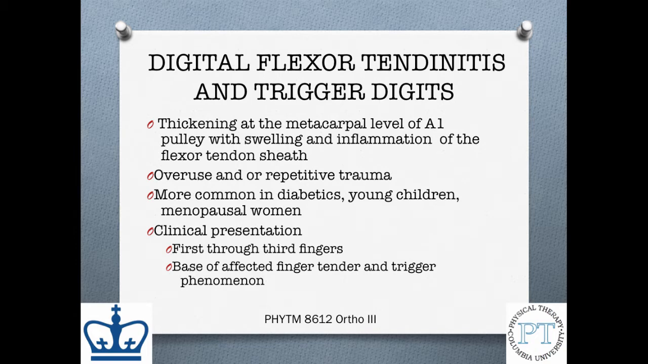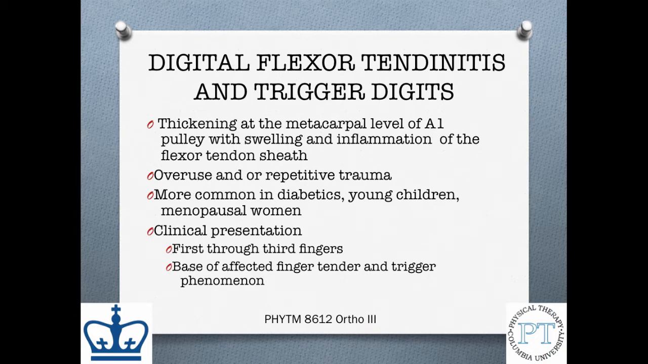Moving on to digital flexor tendonitis, as well as trigger digits. Typically what we see is a thickening. We know that there's a flexor pulley system where there are 5 annular and 3 cruciate ligaments in digits 2 through 5. So we see a thickening at the A1 pulley, and there's some swelling and inflammation that occurs, and then we get thickening of that flexor tendon sheath with repetitive overuse and microtrauma.